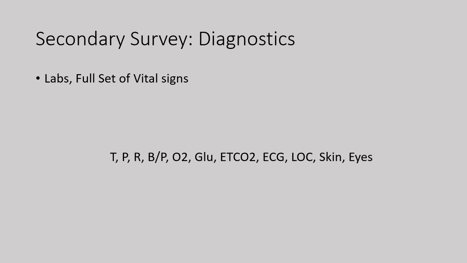I'm sure you've forgotten the jingle, so we need to review it again. TPR, BP, O2, glucose, and tidal CO2, ECG, and LOC, skin, and I say yes, sirree. That's our full set of vital signs. So when you're thinking about lab values, getting those tubes of blood for the nurses in the ER, then do another full set of vital signs.